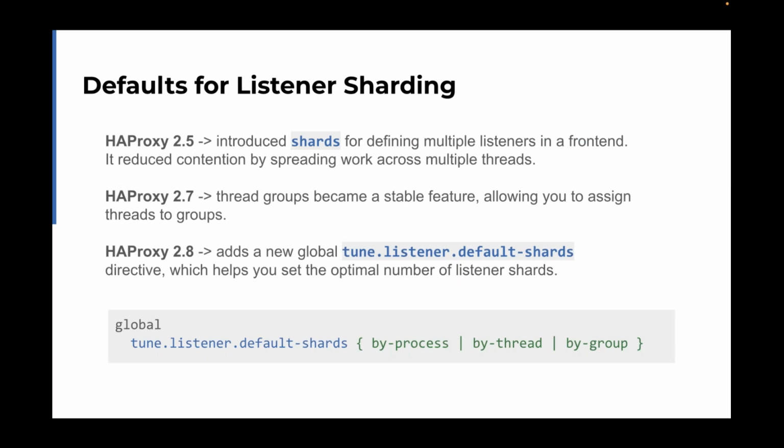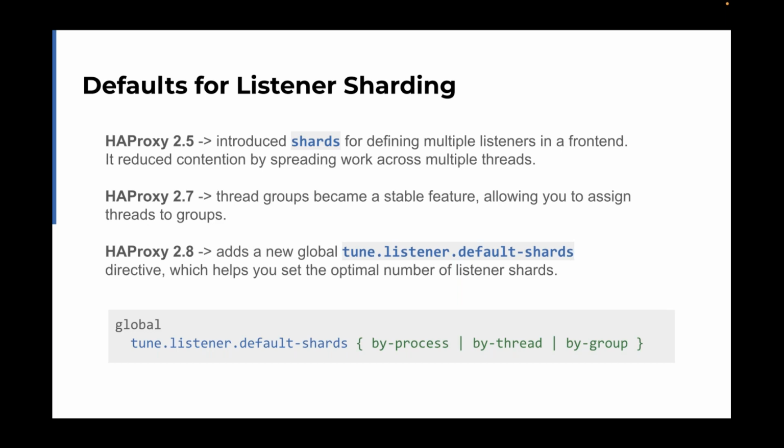Another addition to help with multi-threading performance is an update for listener sharding. So HAProxy 2.5 introduced a shortcut called shards for defining multiple listeners or bindlines in a frontend. The shards argument on a bindline replicates the listener so that the threads can pull work from multiple listeners for the same application at once, which reduces contention. This is especially useful on servers with many cores and threads in order to make the best use of multi-threading.